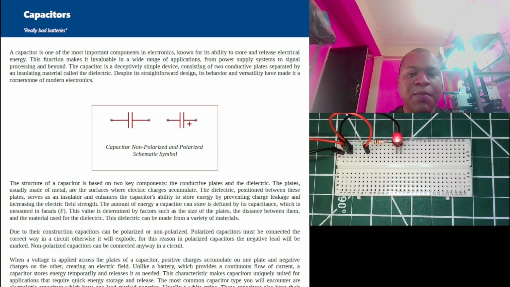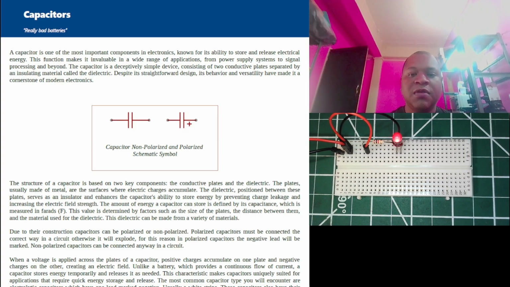non-polarized. Now, when you say polarized, it means that the capacitor will only work properly if we put it a certain way in our circuit. So a polarized capacitor expects one leg to be connected to the positive end and the other leg to be connected to the negative end. Non-polarized capacitors don't care about the orientation and how we connect them.